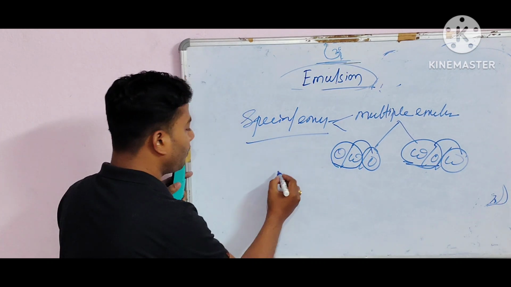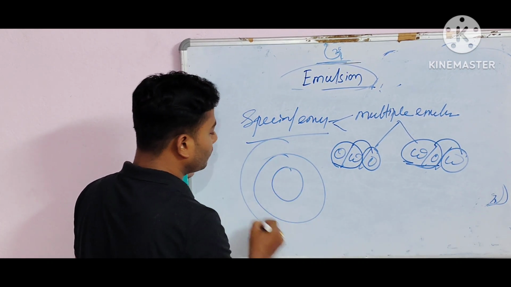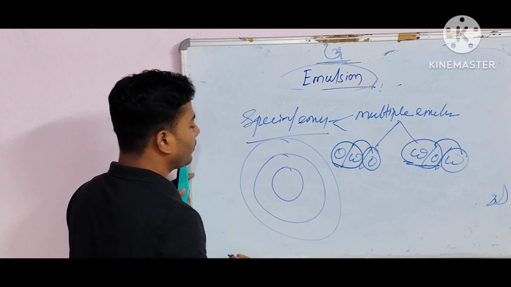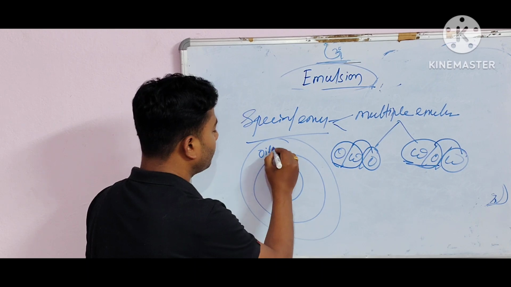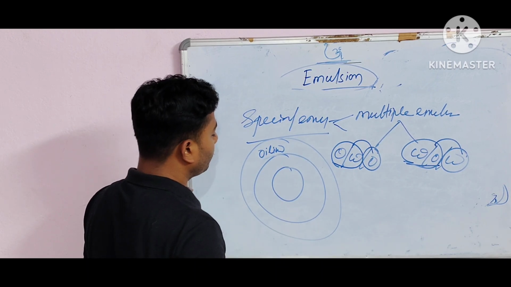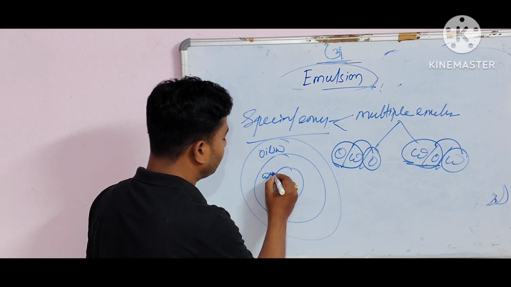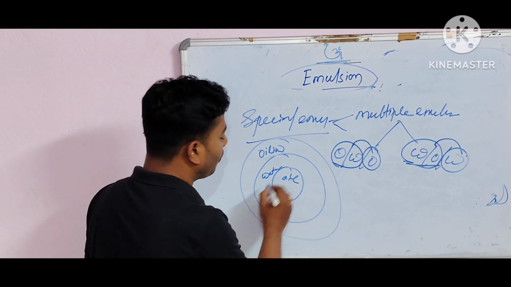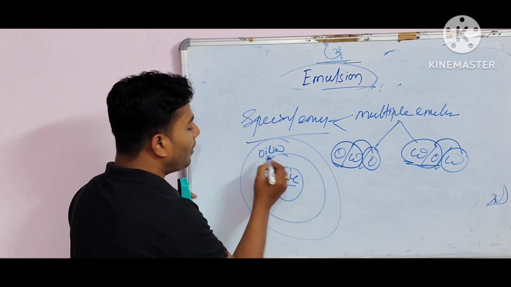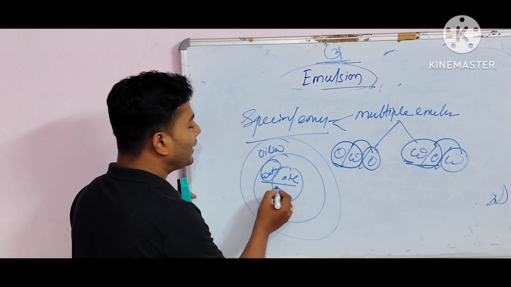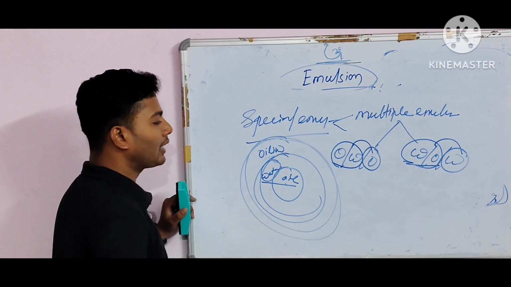Clear? Suppose this one is the oil in water, that means oil dispersed in a water medium. Then after that, this part is dispersed in the oil particles. Clear?